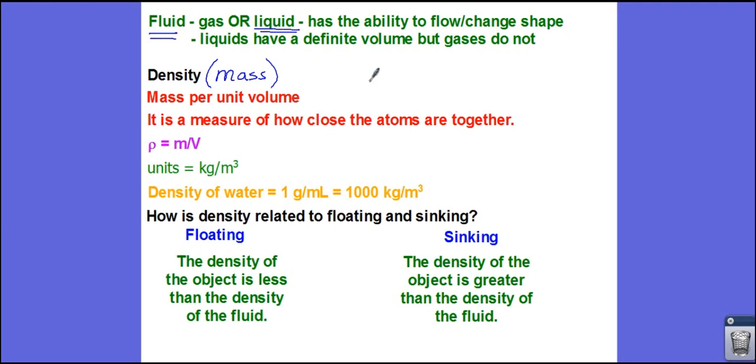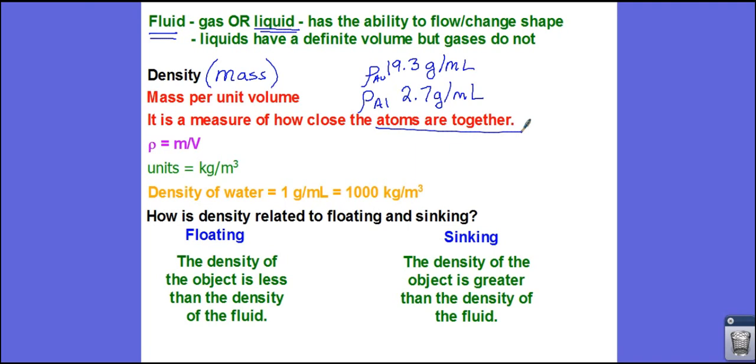So gold has a density of 19.3 grams per milliliter. Okay, so that's the density of gold. Aluminum has a density of 2.7 grams per milliliter. This means if I have 1 milliliter of gold, it's going to have a mass of 19.3 grams. If I have 1 milliliter of aluminum, its mass will be less at 2.7 grams. So that means I've got more stuff packed into this milliliter. It's more dense. And how does it get more packed together? Well, the atoms get closer together.